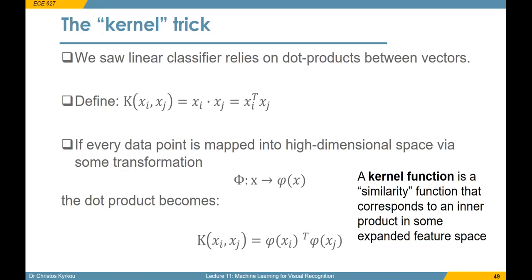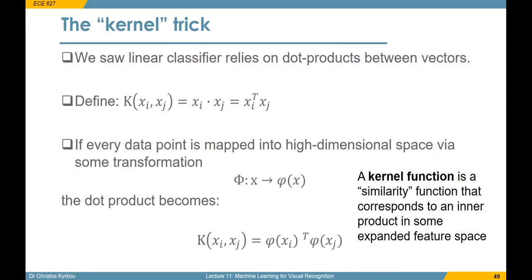So the kernel function basically is the dot product of the two data points, but in the higher dimensional space. So it's defined as the dot product between the two f's, basically, the mapping functions.